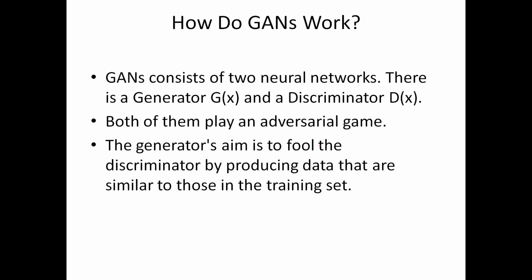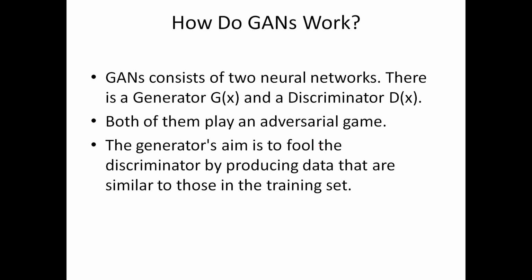And now how GAN, that is generative adversarial networks, works. As we saw, it consists of two neural networks. One is a generator, which we call G of X, and a discriminator, which we call D of X. Both of them play an adversarial game.